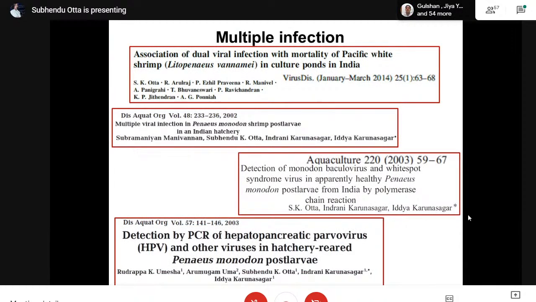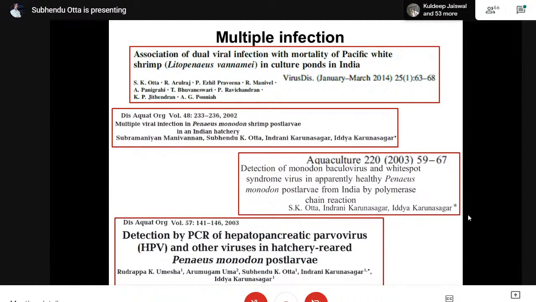Similarly, another peculiarity in shrimp is that you can get multiple viruses in the same host. Like you can get MBV, HPV, WSSV, or even if you consider vannamei, you can get WSSV, YHV, IHHNV. So 3 or 4 viruses, or even more than that, together can be in the same host and cause problems.